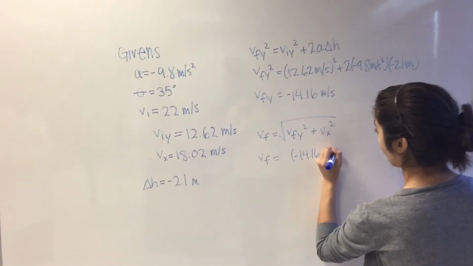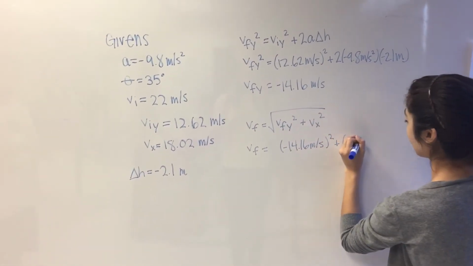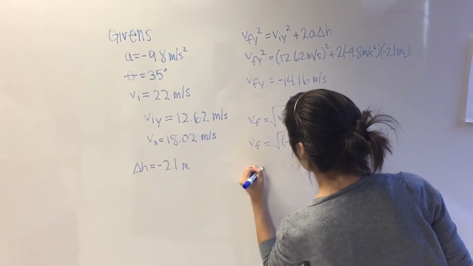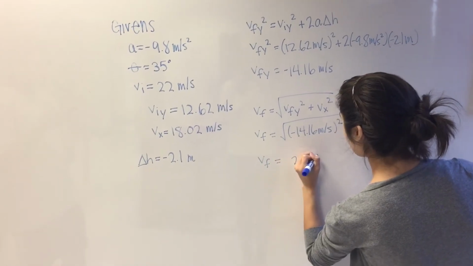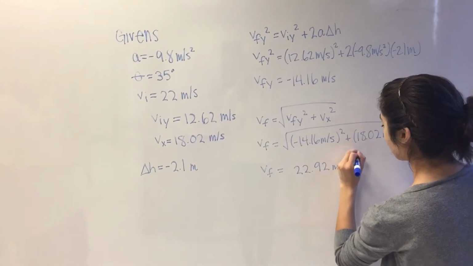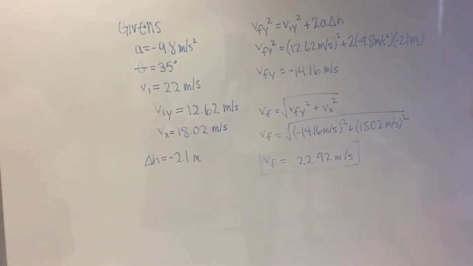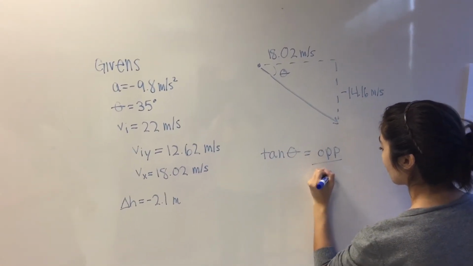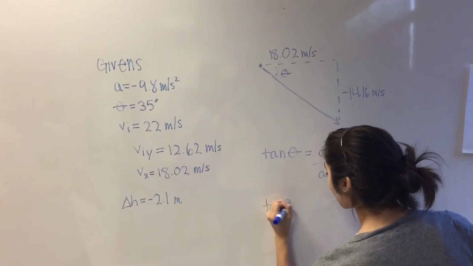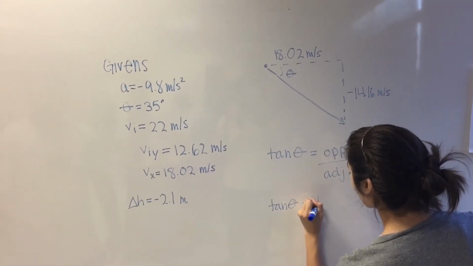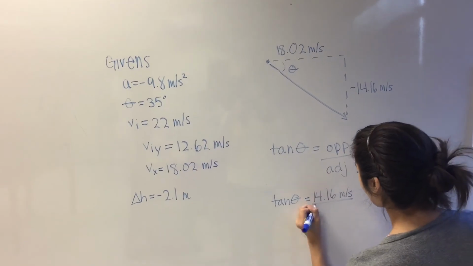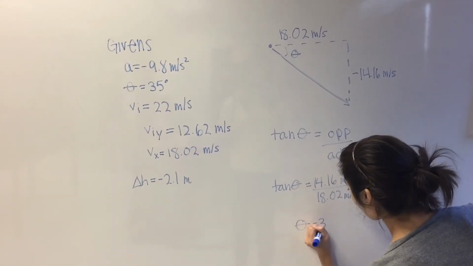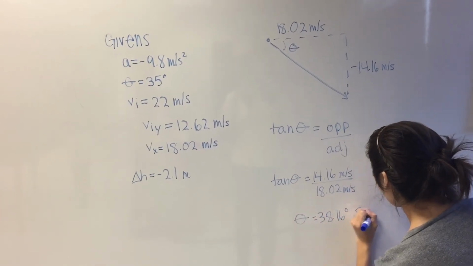Now to get the final velocity, you need to combine the x and y velocities using Pythagorean's theorem. Write out the equation and plug in your givens, and you should get 22.92 meters per second. You must also calculate the angle of the final velocity using tangent. Draw a triangle of your components and use tangent theta equals opposite over adjacent to solve for theta. You should get 38.16 degrees south of east.